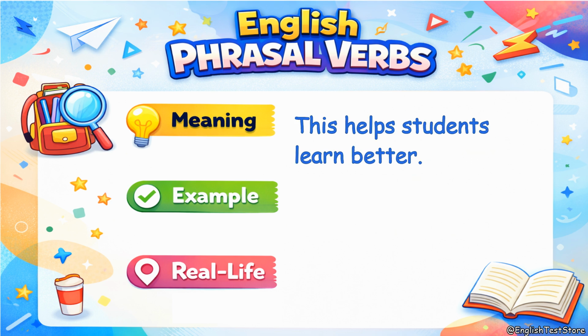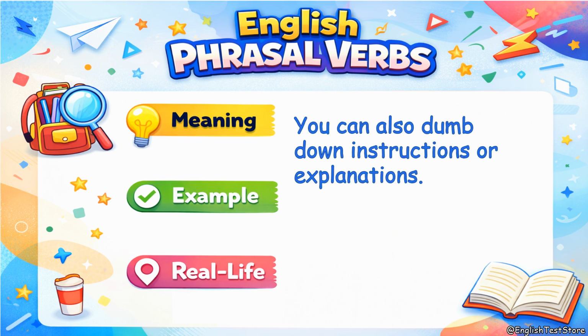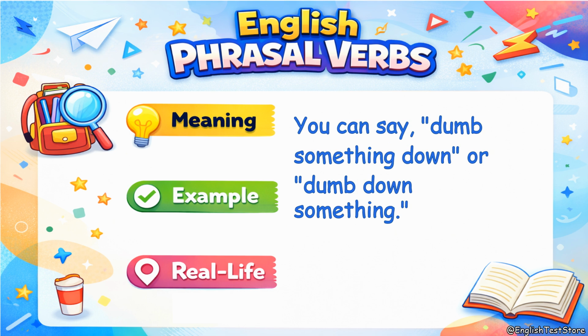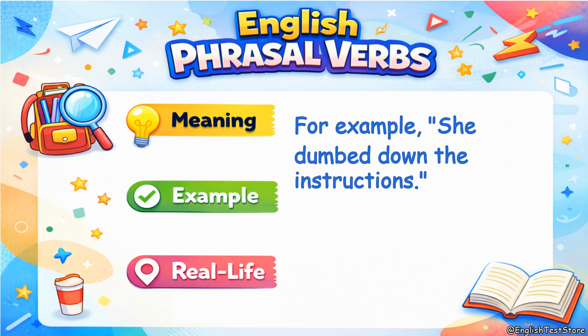This helps students learn better. You can also dumb down instructions or explanations. It is a transitive phrasal verb. You can say dumb something down or dumb down something. For example, she dumbed down the instructions.